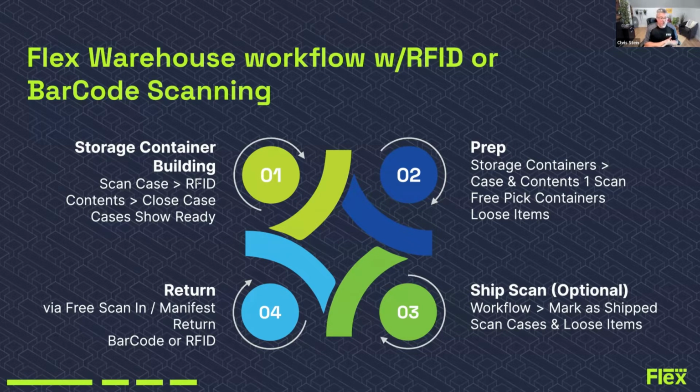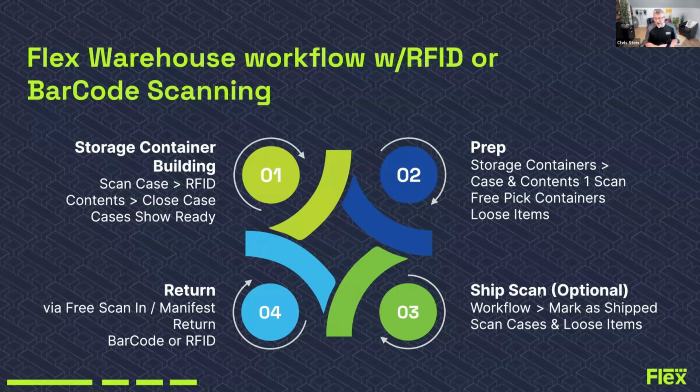Then we get to the point where we start to build our cases so that the prep is going to be faster. If I've got a case with 2 speakers in it, we can scan the case, RFID the contents, and close the case. The filling of the many items inside can be sped up through RFID reads. The prep happens the same way. If we've got storage containers, we're just going to scan the case out. We don't even have to worry about the contents because they were built ahead of time. We can handle free pick containers, and we can handle loose items, again, with barcode scanning and RFID.